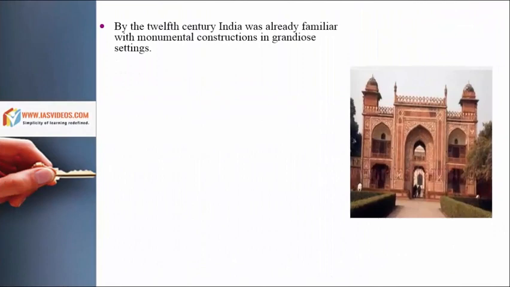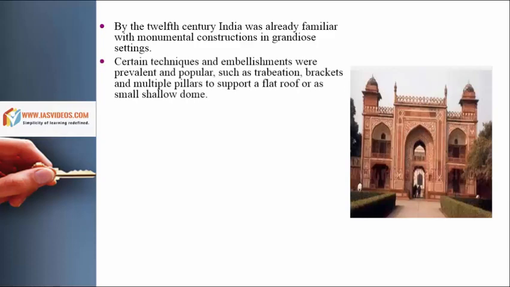By the 12th century, India was already familiar with monumental constructions in grandiose settings. Certain techniques and embellishments were prevalent and popular, such as trabeation, brackets and multiple pillars to support a flat roof or a small shallow dome.